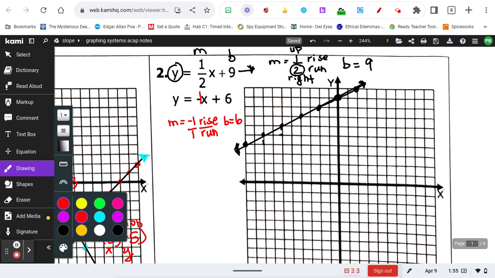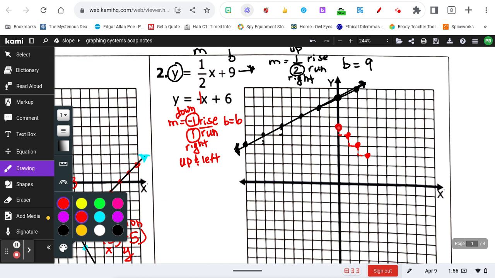1, 2, 3, 4, 5, and 6. And then according to the slope, because it's negative, instead of going up, I'm going to go down 1. And because the run is positive, I'm going to go right. So down 1, right 1. But as you can tell, if I go down 1 and right 1, I'm going away from my line, that black line. I don't want to go away from my black line, so I'm going to reverse the slope. So instead of down and right, I'm going to go up and left.